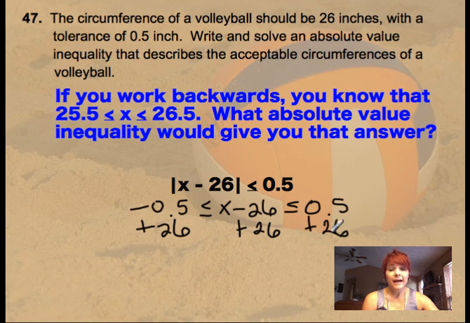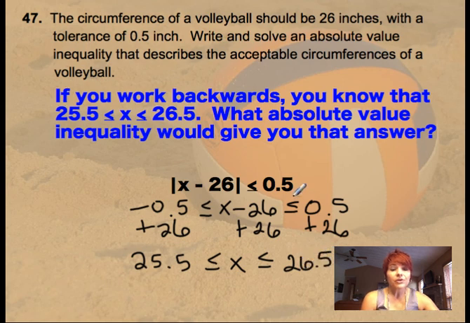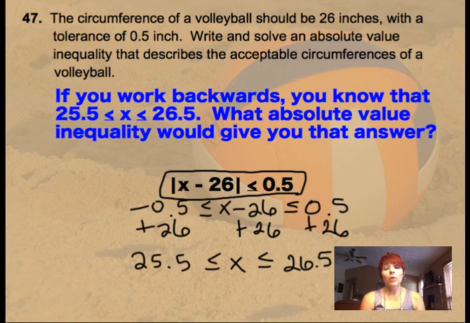Now if I add 26 to all three sides, then I would end up with positive 25.5 is less than or equal to x is less than or equal to 26.5. So that means that this absolute value inequality is the one that works. And again, I had to work myself backwards in order to get that problem figured out. But that's how you would do number 47. And this now concludes our Chapter 1 review.